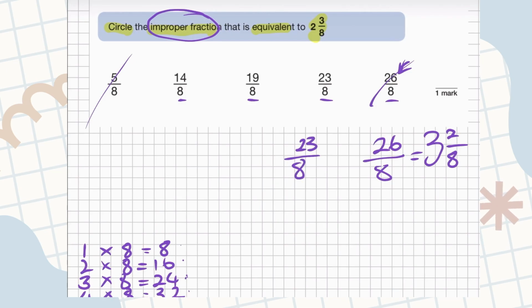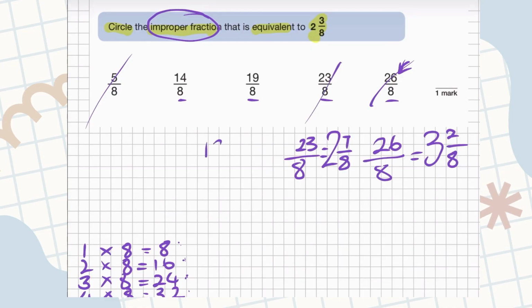Looking at my 8 times tables, I can see that 3 times 8 is now too much. I have to go back again. 2 times 8 is 16, so I know there are 2 wholes with a remainder. My remainder is 7. This becomes my numerator and my denominator stays as 8.